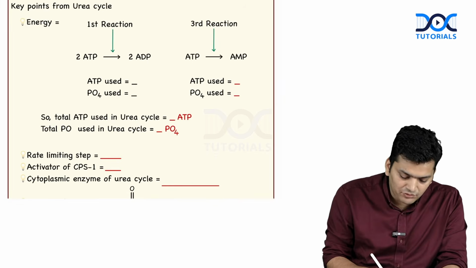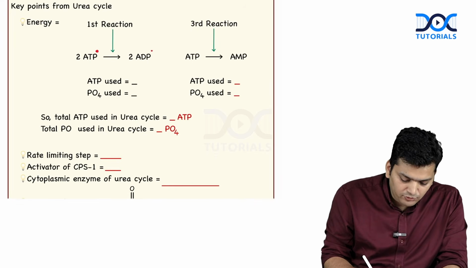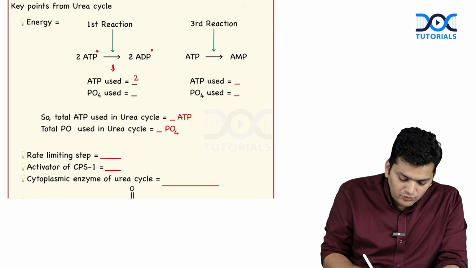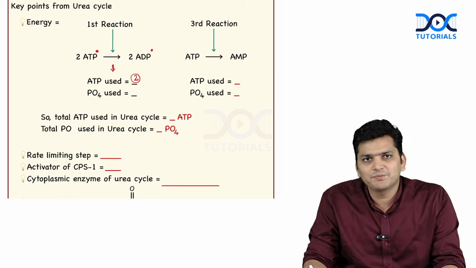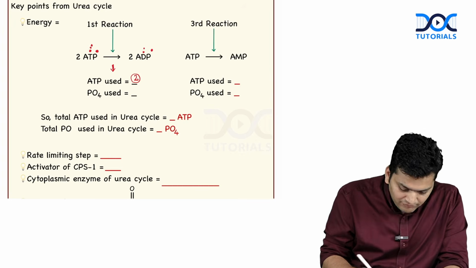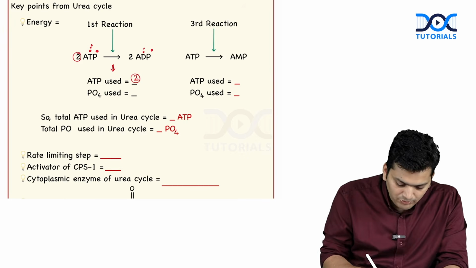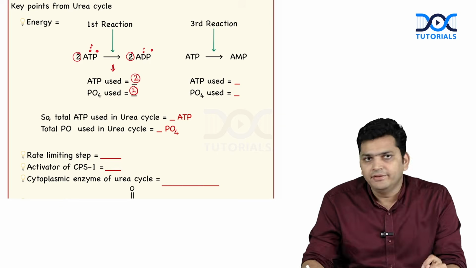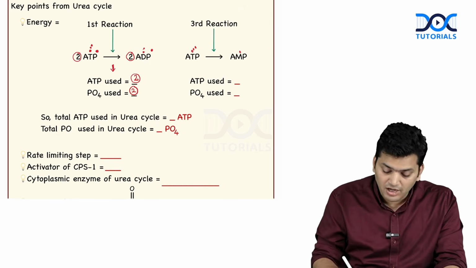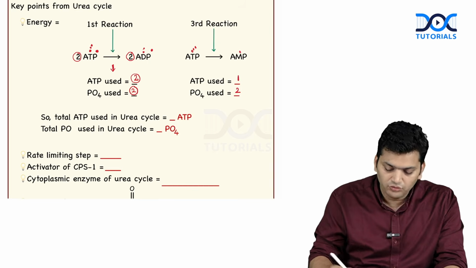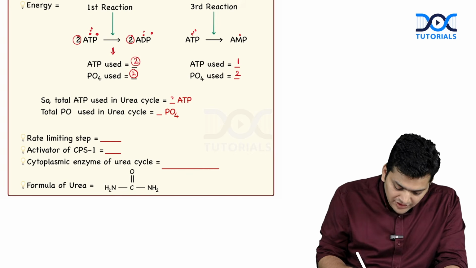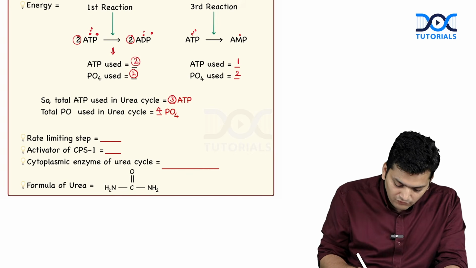In the first reaction, we have used 2 ATPs, which convert into 2 ADPs. So in the first reaction, how many ATPs have been used? 2 ATPs. And how many phosphates have been used? Triphosphate is converting into diphosphate, meaning 1 phosphate is lost, and this has happened how many times? 2 times. So 2 phosphates used. In reaction number 3, the triphosphate has converted into monophosphate. How many ATP used? 1. But how many phosphates used? 2. So if they ask the total ATP used in the urea cycle, 3 ATPs, but total phosphates used, 4 phosphates.